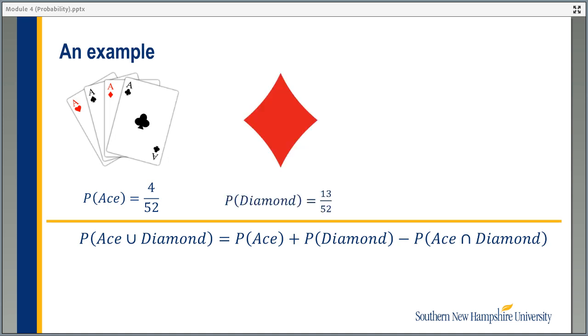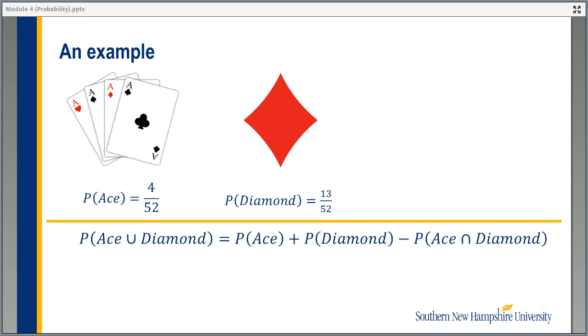Next thing we're going to need is the probability that we get a diamond. And in a deck of cards, there's 13 diamonds out of every 52 total cards. So if we divide these, we'll get the probability of getting a diamond.